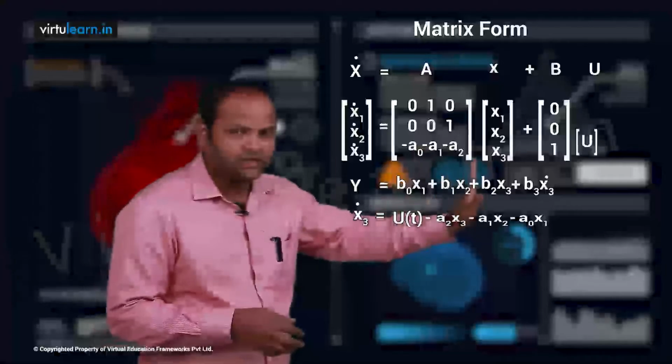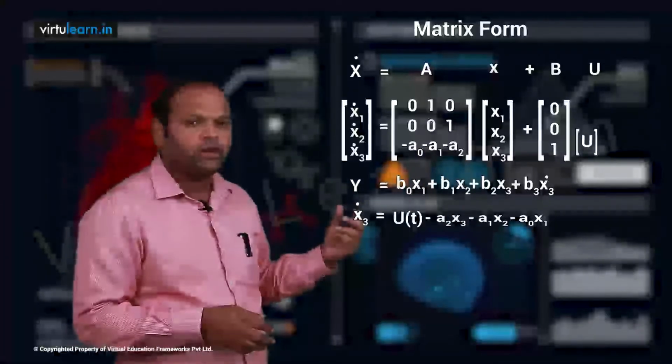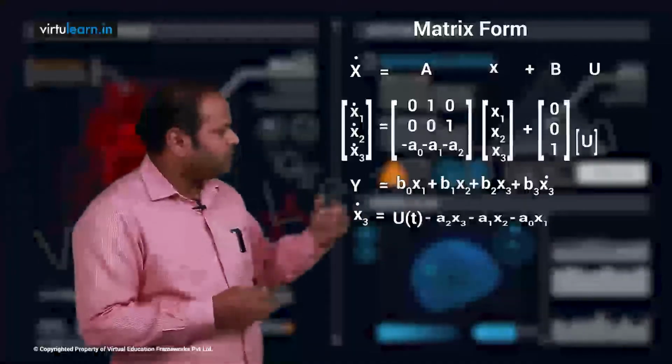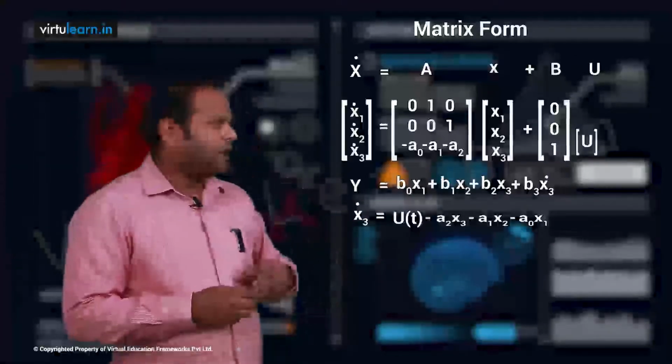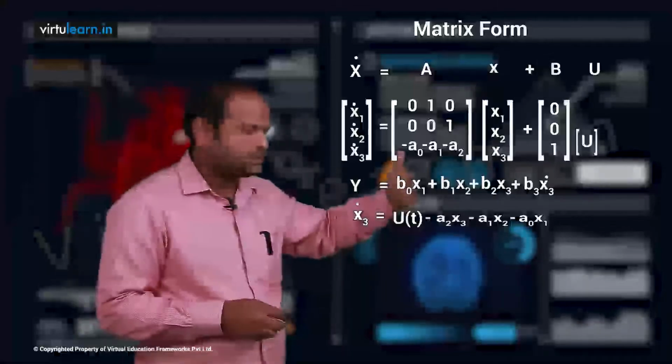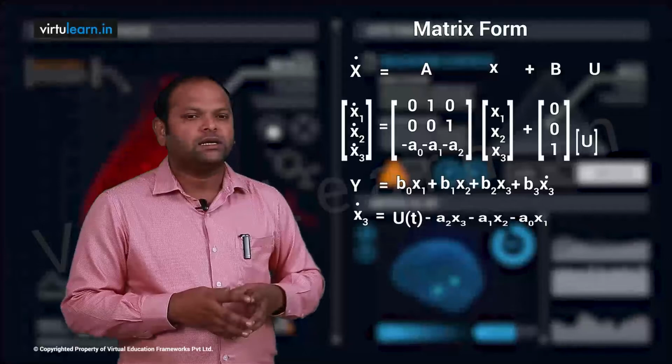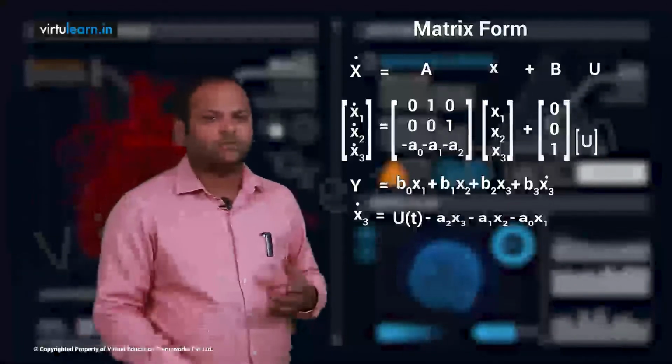Then I have the x. Then what is the D matrix? Your D matrix is going to be only b3 into u. U is the input. So I have the A matrix, B matrix, C matrix and D matrix. So the four matrices combined we call the state model of the system.